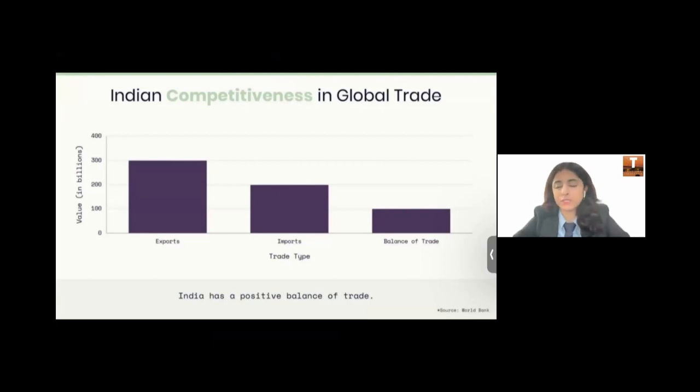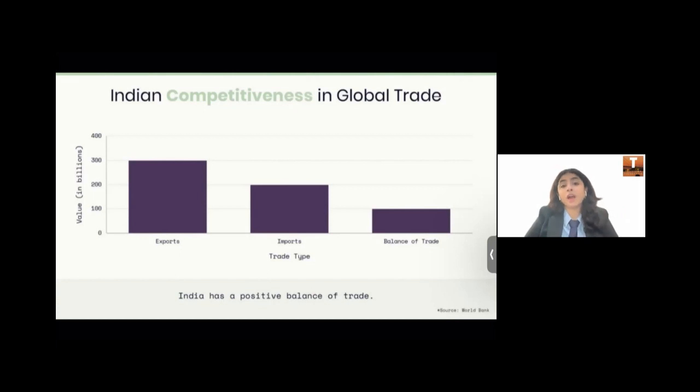The previous slide talked about the imports and exports and how India does it with the 10 top trading partners. This slide talks about the values and how India balances these trades in terms of exports and imports with these countries. We are seeing that it balances in a very positive way, but what factors contribute to this positive balance?